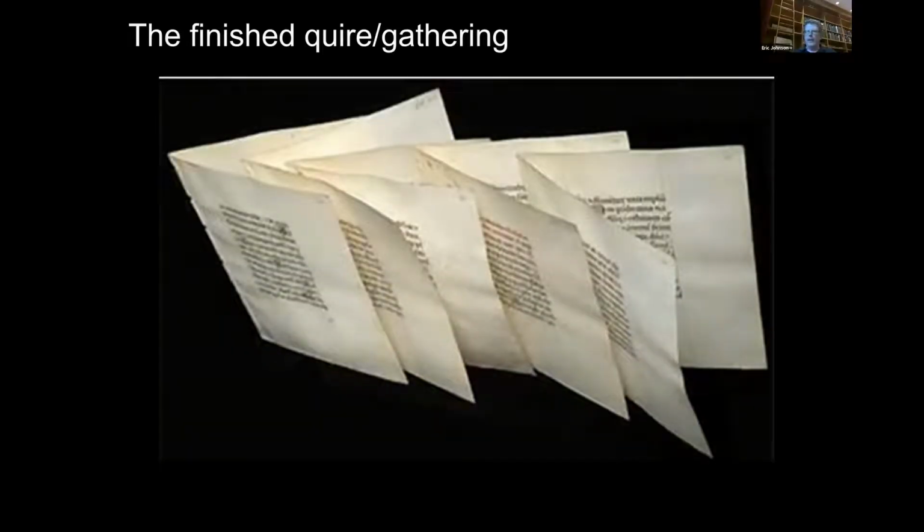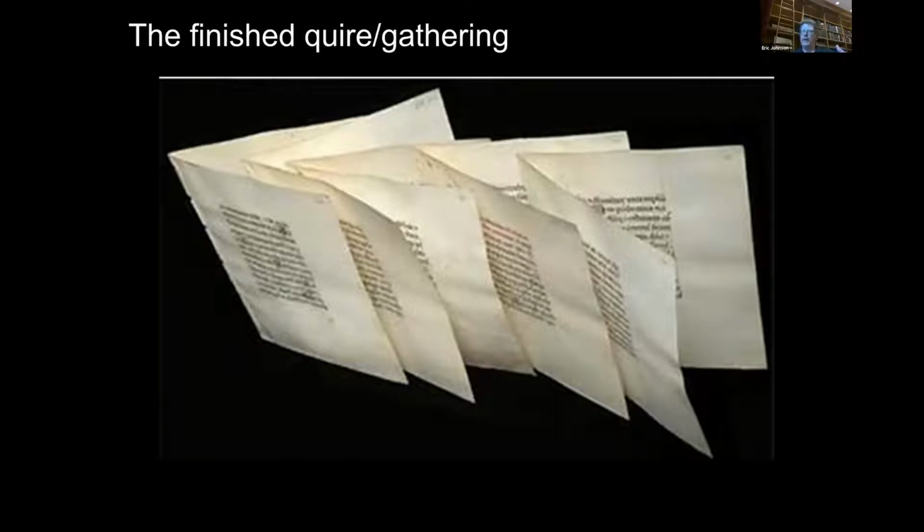Welcome to Codicology 2.2. This is the second part of the stages of manuscript production unit, where we're going to talk about binding and book covers. So what we covered in the last lecture was the creation of the basic page of the manuscript.